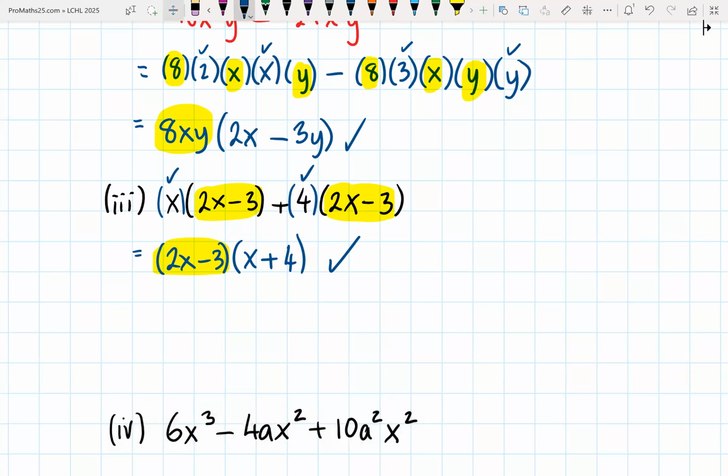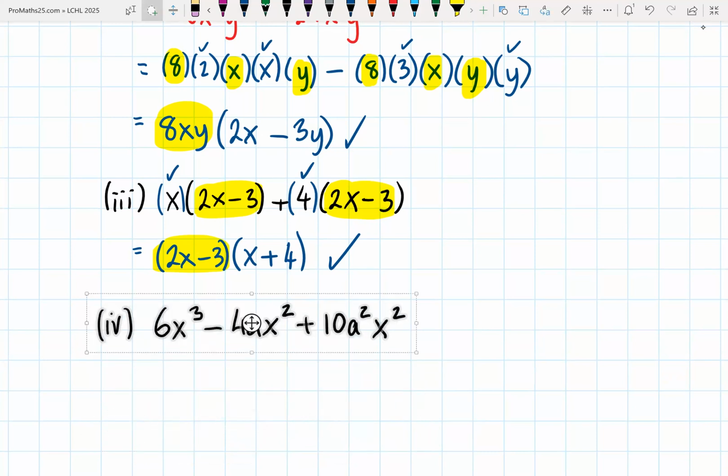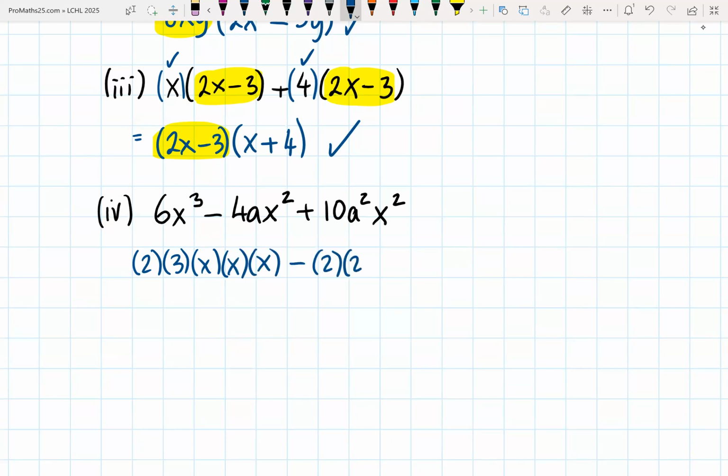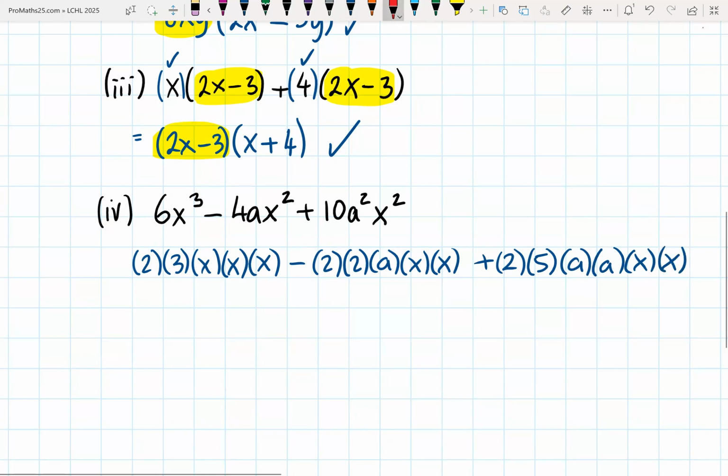Example 4 then on the common factor. Let's line it up here and see what we think. So we want the numbers, first of all, that are common to 6, 4, and 10. And I think that's going to be 2. So we'll have 2 times 3, x, take away 2 times 2, a x, plus 2 times 5, a x. And I want to just emphasize again that you don't have to do this line. This is an optional line.